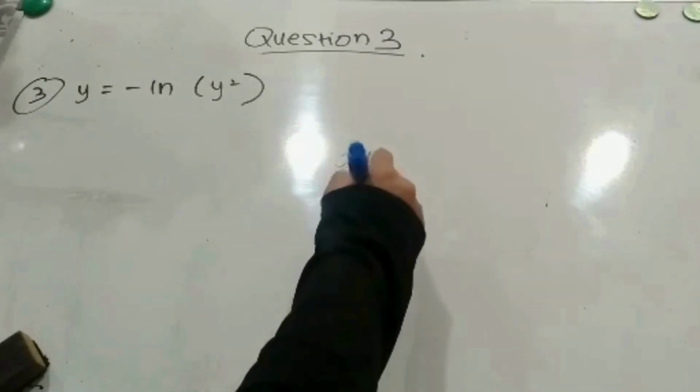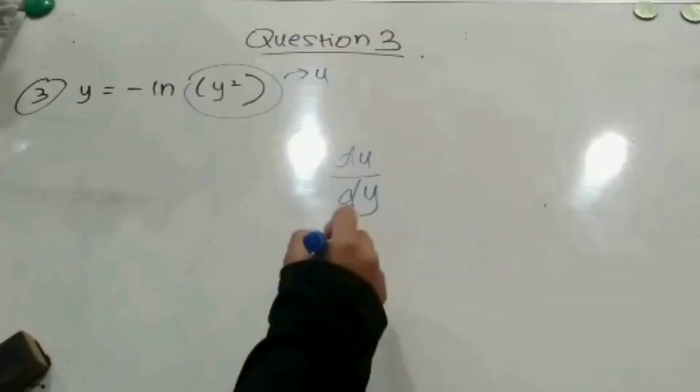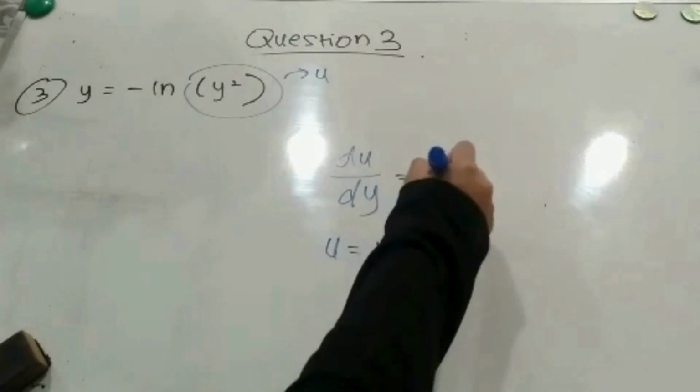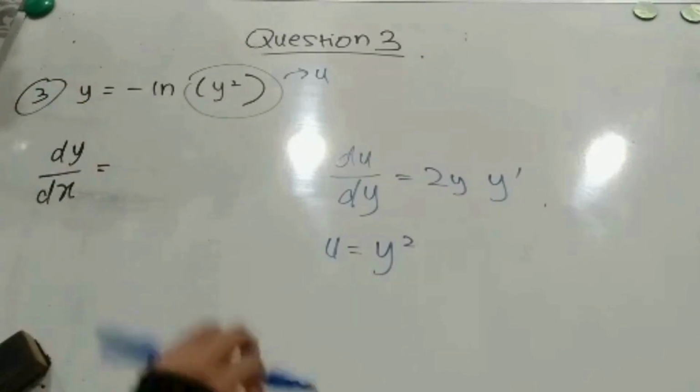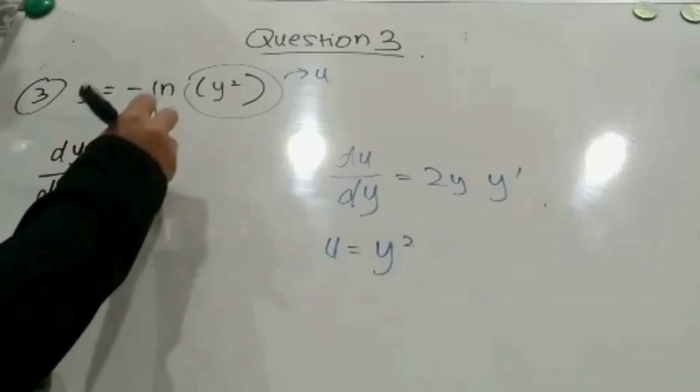For the third expression, we treat y squared as u to use the formula for du per dy. We expand it to get 2y y prime. Then we differentiate it as usual.